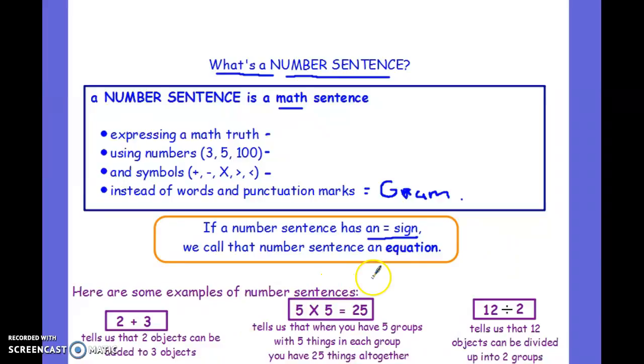Here are some examples of some number sentences. 2 plus 3 is a number sentence that tells us you can add 3 objects to 2 objects. 5 times 5 is a multiplication number sentence that tells us that when you have 5 groups with 5 things in each group, you have 25 altogether. A division number sentence tells us 12 divided by 2 is 12 objects being divided equally into 2 separate groups.